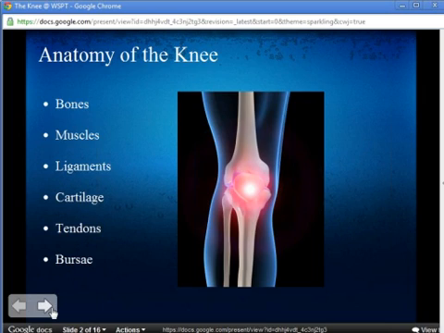It's very prone to injuries, especially in females. Wearing heels is something that we like to do, and it makes the knee joint prone to so many injuries. So these are the structures that form the knee joint: bones, muscles, ligaments that help to stabilize the joint, cartilage, tendons, and bursae. Tendons are the structures where the muscles attach to the bone. That point is called the tendon. Ligaments attach bone to bone, and tendons attach muscle to bone.